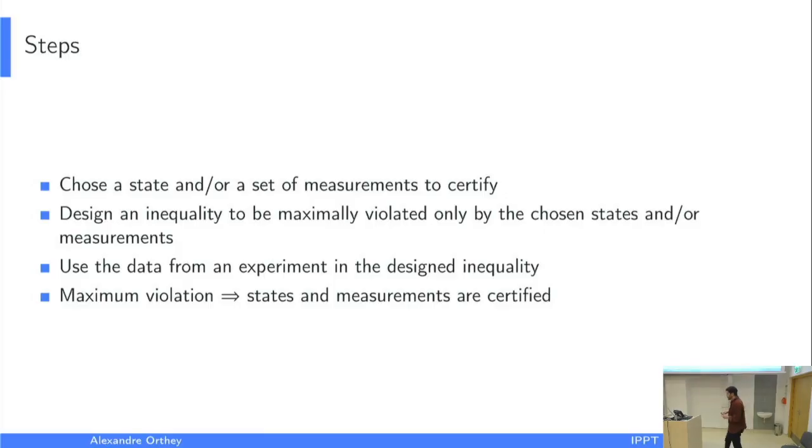So what are the steps to perform self-testing? You have to choose the states and the measurements that you want to certify. And after that, you have to design an inequality that is going to be maximally violated only by these measurements and these states that you want to certify. After that, you have to use the data from the experiment and put this data in the inequality. If you see the maximal violation, ta-da, you have the certification of the measurements and the states in the lab.